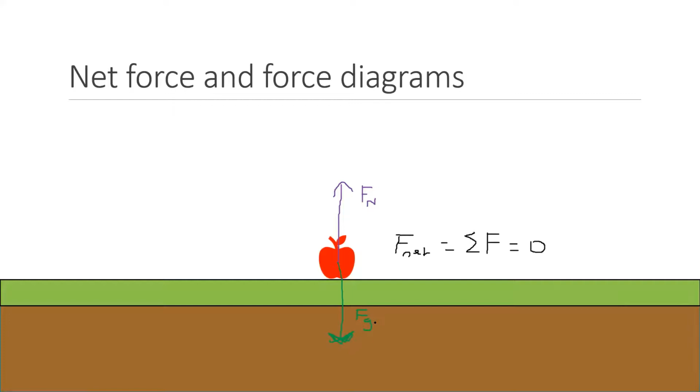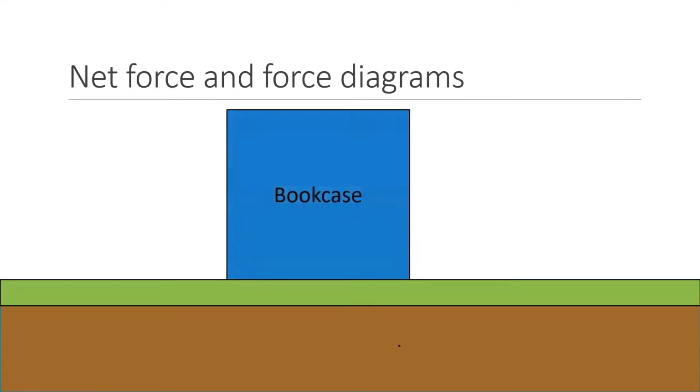So therefore, we know that all of these forces are balanced. When you have a 0 force, that means that your forces are balanced. I so miss my board so much, but yeah, balanced. Let's take a different example. Let's take our apple, and what we'll do is we'll replace it with a bookcase.